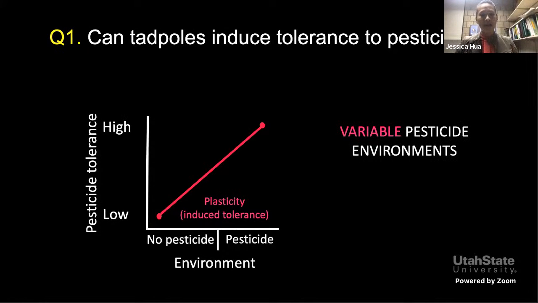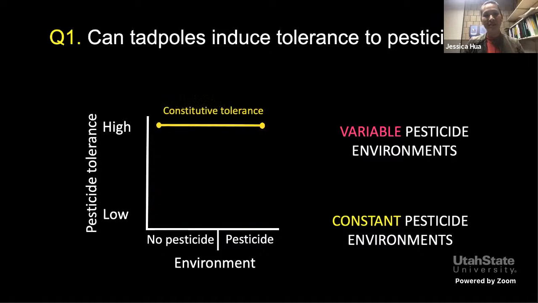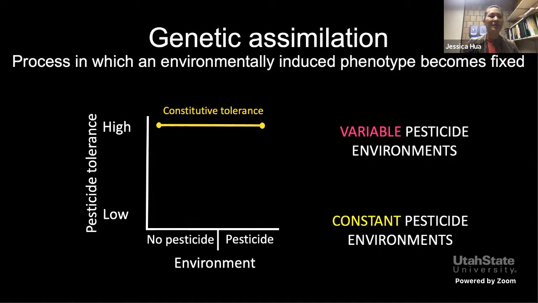Theory predicts that plasticity is favored in environments where you would have variable pesticides. So organisms would not expend resources on tolerance if the pesticide is not there, but have the ability to induce tolerance if the pesticide were to show up. So in variable pesticide environments, we should expect plasticity. In contrast, in constant pesticide environments, theory predicts that over time, due to the cost of plasticity, we would see a loss of plasticity. If the pesticide is always there, it makes sense to always just invest in high pesticide tolerance, constitutive tolerance. And so this process is called genetic assimilation, where an environmentally induced phenotype becomes fixed.